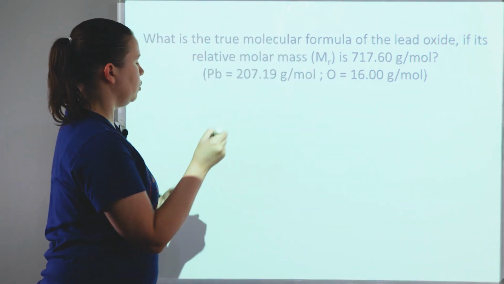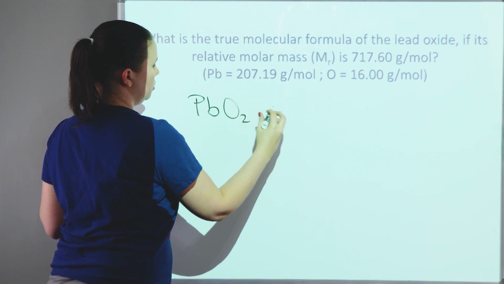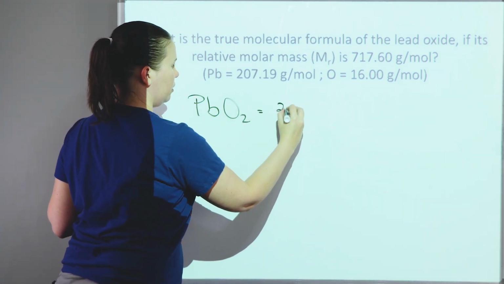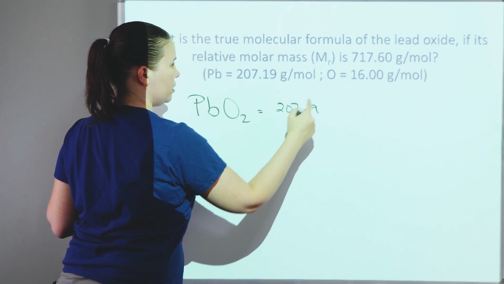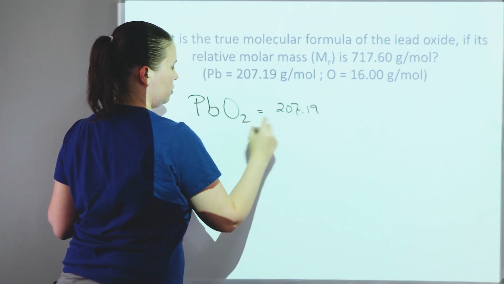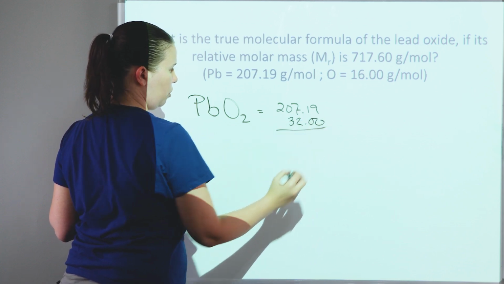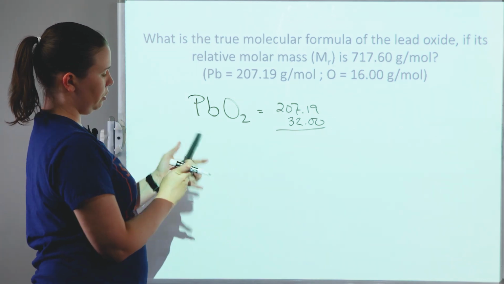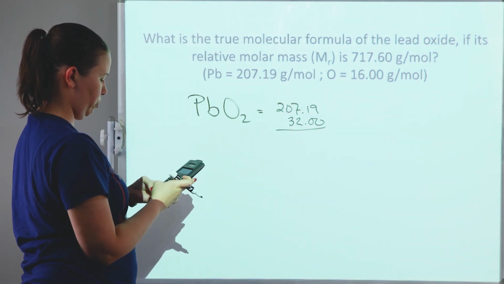Well, let's look at what the molar mass would be of just regular PbO2. So we would take our molar mass of the lead, 207.19, and then the oxygen twice at 16 once. Twice would be 32. And if we total that all up, we'll get the molar mass for just that one pairing, that one group.